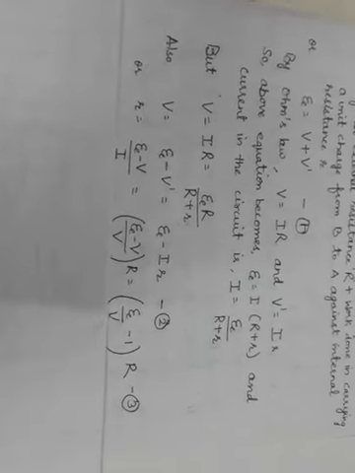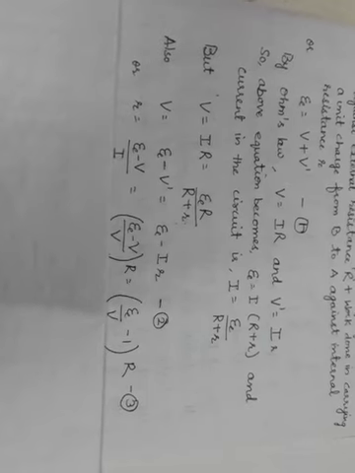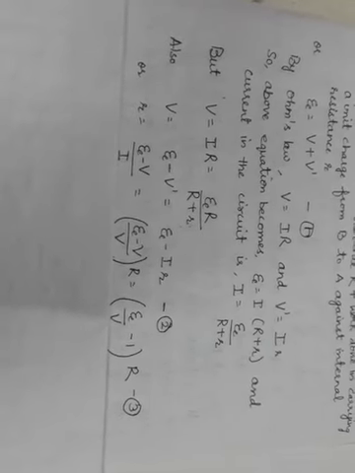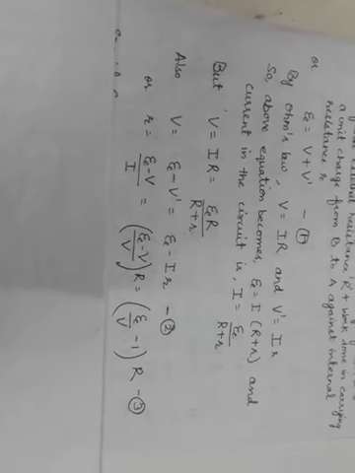Further, we can also write V is equal to E minus Ir, and r will be equal to E minus V upon I. And again, on substituting the value of I, we get the value of internal resistance small r in terms of EMF, terminal potential difference and external resistance capital R.